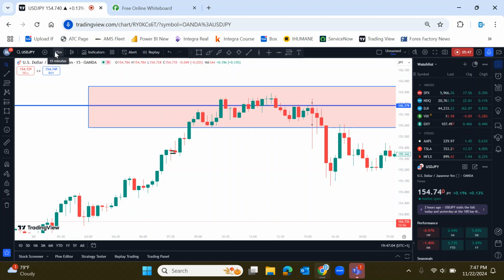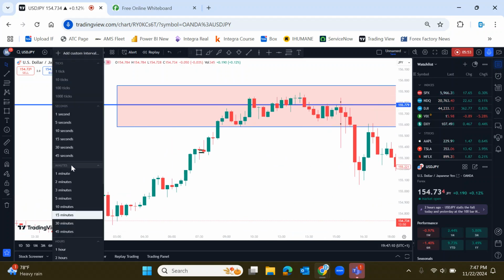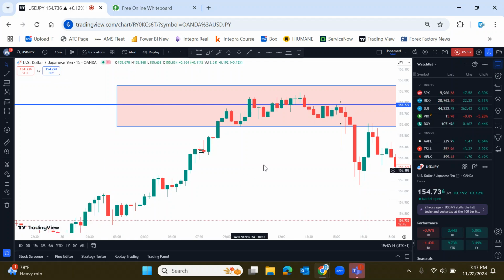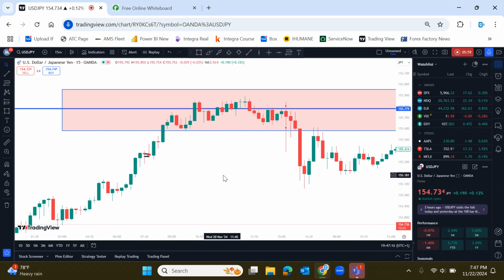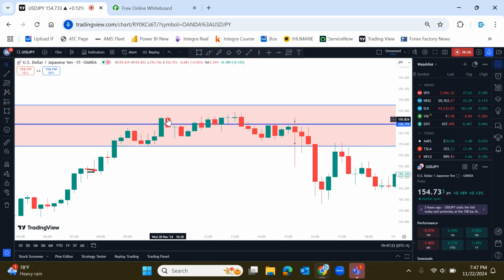So let us go up to our 15 minutes. Let us start looking at it in the 15 minutes time frame, so that we will be able to understand all these things. Okay, now this is it in our 15 minutes. What we are now looking at is that this price has gone up and has crossed this particular reversal point.